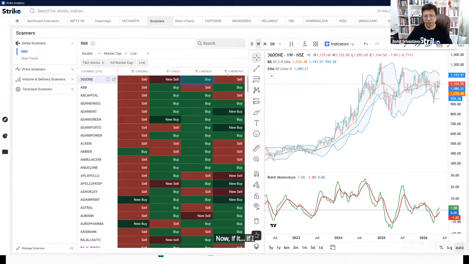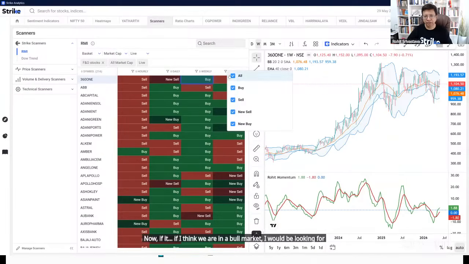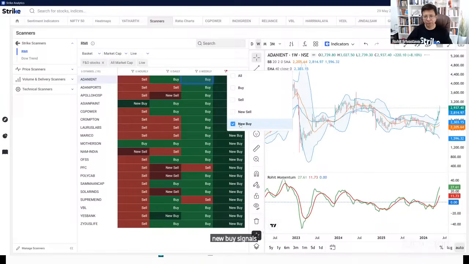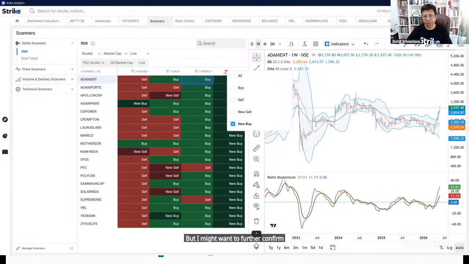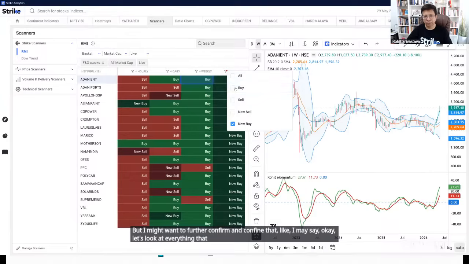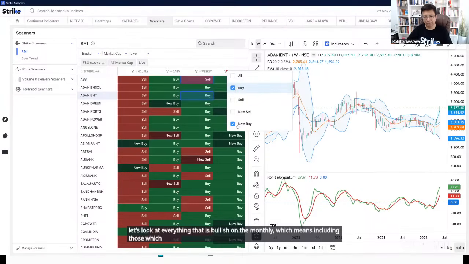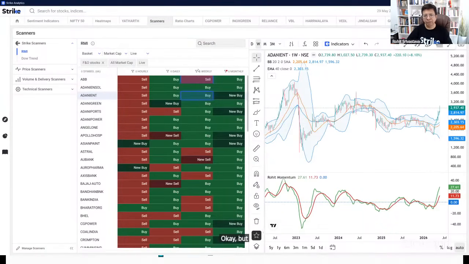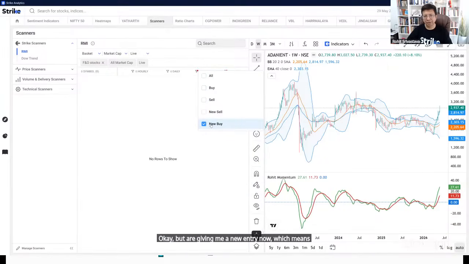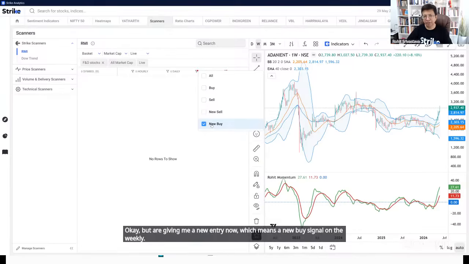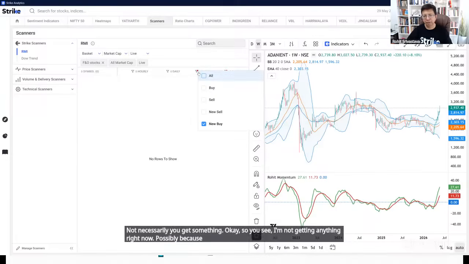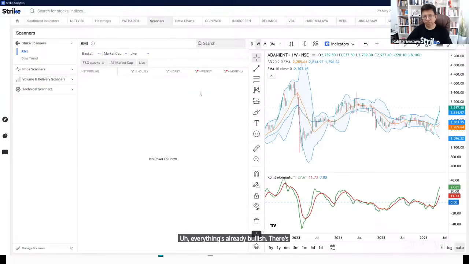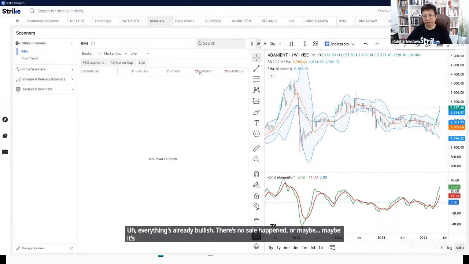Now, if I think we are in a bull market, I would be looking for stocks that are giving new buy signals on the monthly chart. But I might want to further confirm and confine that. Like I may say, let's look at everything that is bullish on the monthly, which means including those which have given a buy signal previously, but are giving me a new entry now, which means a new buy signal on the weekly. Not necessarily you get something. So you see, I'm not getting anything right now, possibly because everything's already bullish, there's no sell that happened, or maybe it's not happening this week.